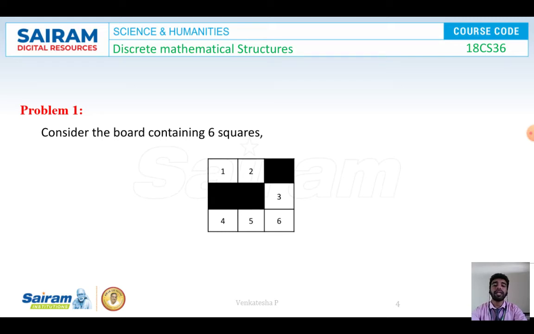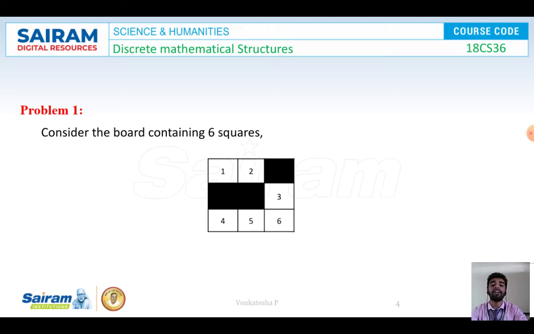r2 is given by finding 2 non-capturing rooks. r3 is given by finding 3 non-capturing rooks. As I told, capturing rooks means the rook moves only in the same row and same column. Non-capturing rooks means it can move in any direction except the same row and same column. Now this board contains 6 empty squares, right? So I can take the value of r1 as 6 here.